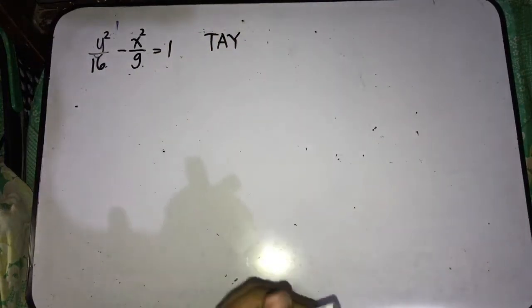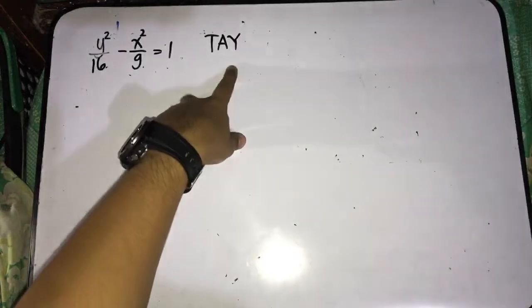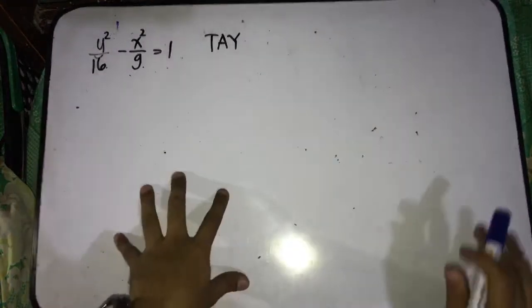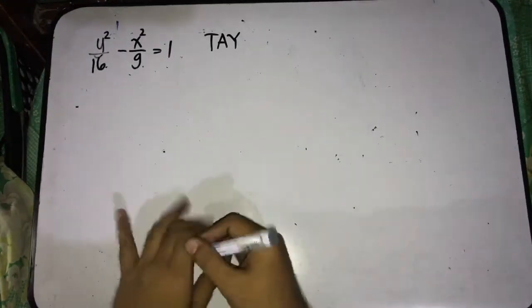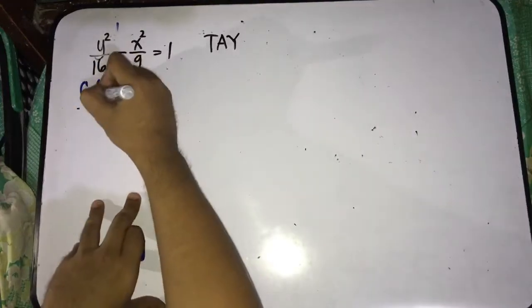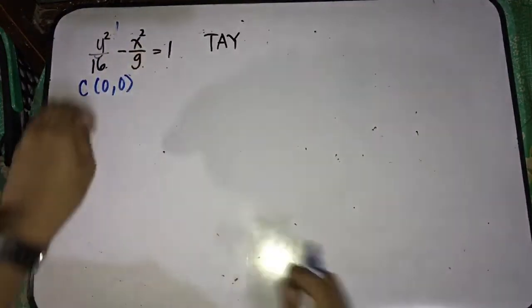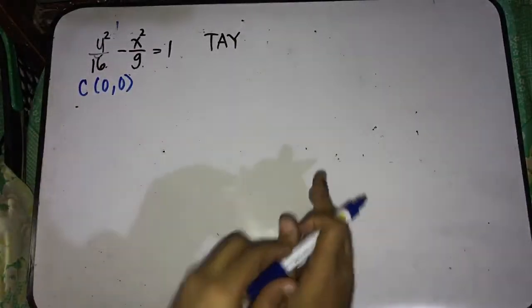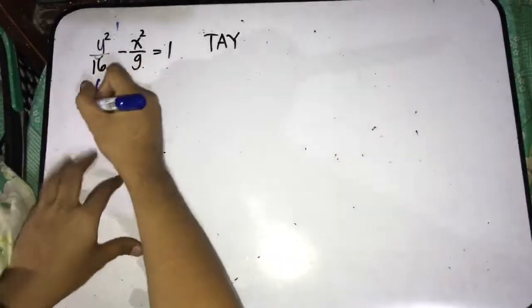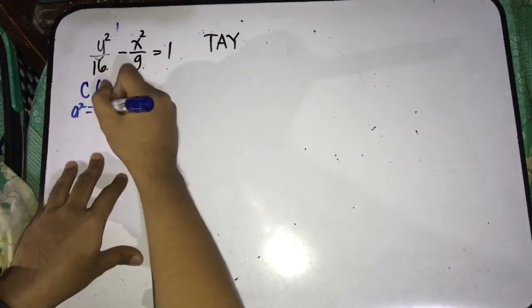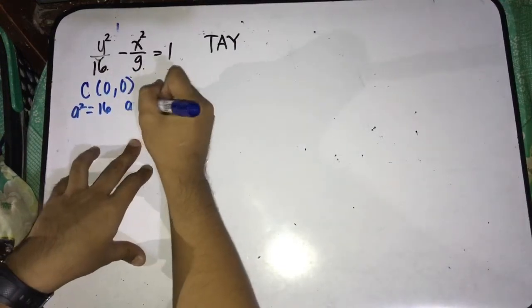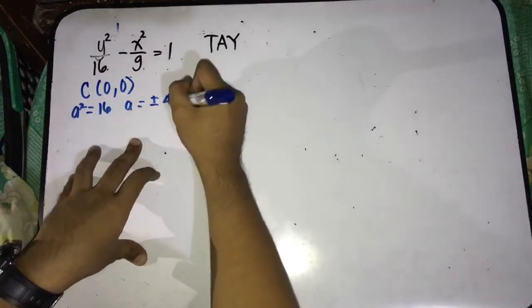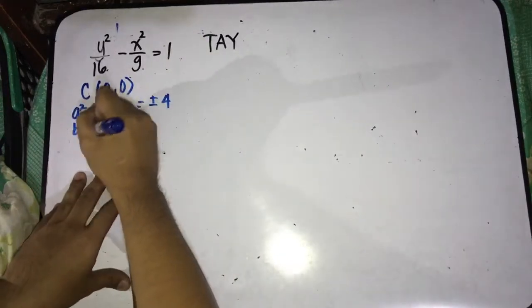Transverse axis y, we call that y. Or the major axis is the vertical axis. Remember that there is no h and k, and if there is no h and k, the center is located at the origin, with point (0, 0). And a squared now will be the positive one, and that is with y squared.